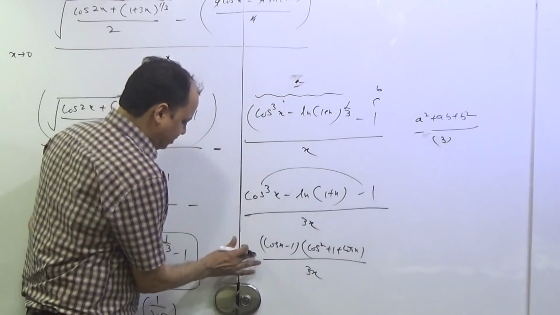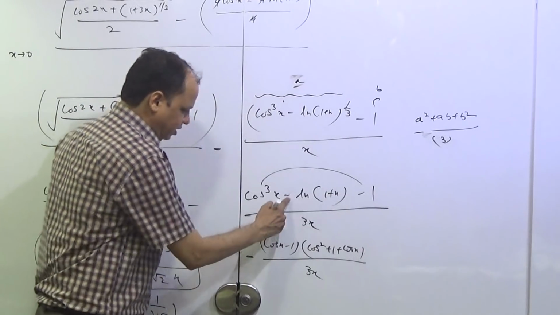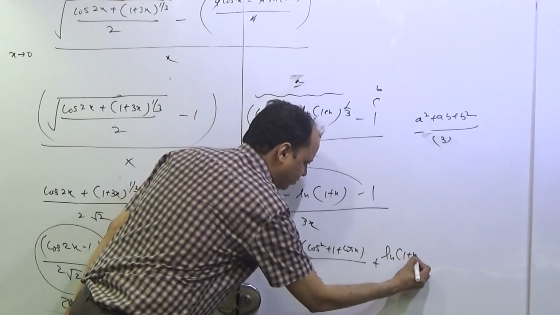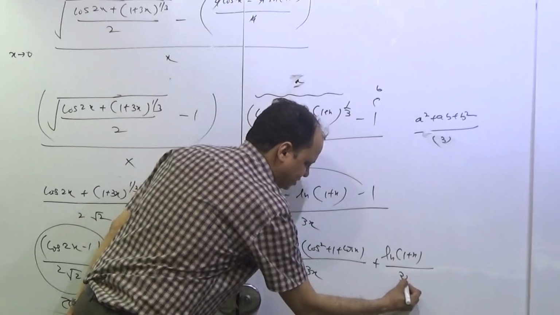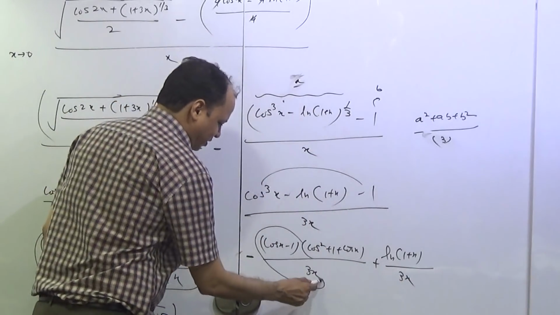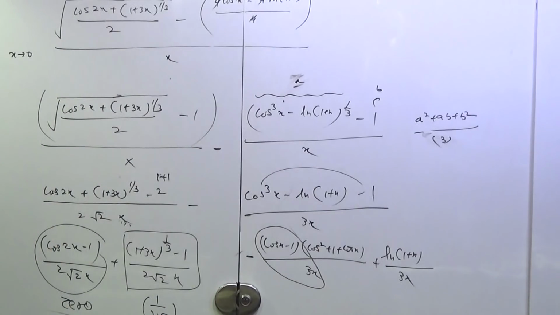And minus this ln. Since this minus sign is here, it will make this part plus: plus ln 1 plus x divided by 3x. Now again, see, this is a very interesting step. This will become 0.